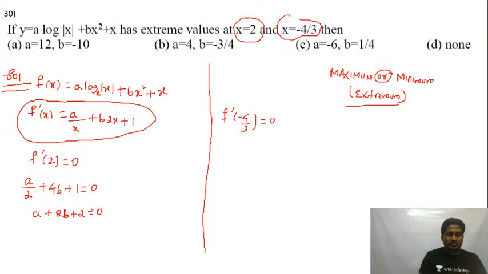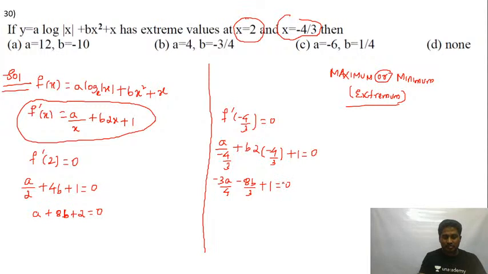Isn't it, guys? Now here also f dash of minus 4 by 3 is 0, means a divided by minus 4 by 3 plus b into 2 into minus 4 by 3 plus 1 equal to 0. Right, it goes to numerator. You get minus 3a by 4, and then you get this is minus 8b by 3, plus 1 equal to 0.